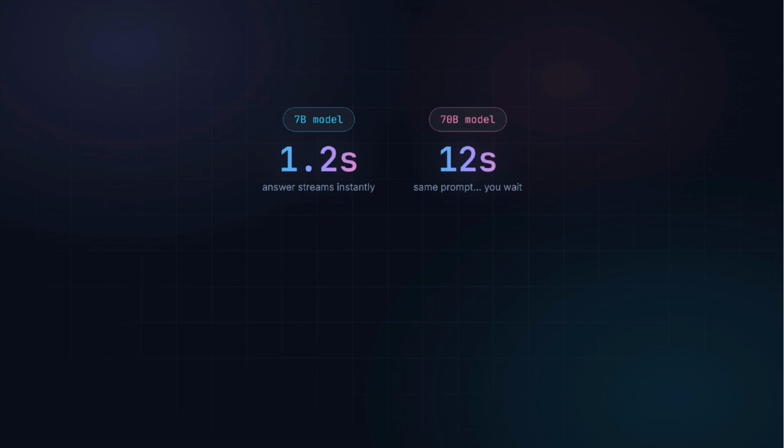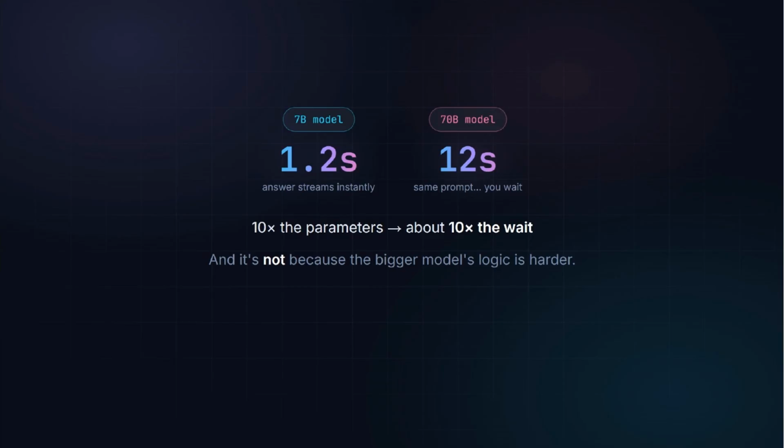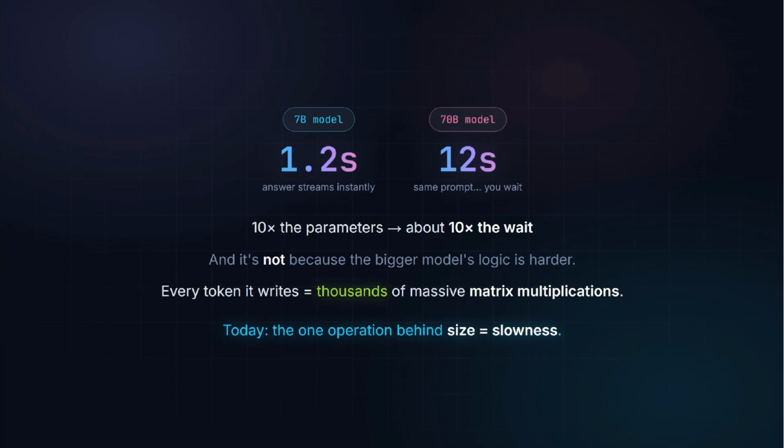Ask a 7 billion parameter model a question, and the answer streams back almost instantly. Ask a 70 billion model the same thing, and you wait. 10 times the parameters and roughly 10 times the weight. And here's the thing, it's not because the bigger model's logic is somehow harder. Every single token it writes costs thousands of massive matrix multiplications. Today we look at that one operation, the math behind why size equals slowness.